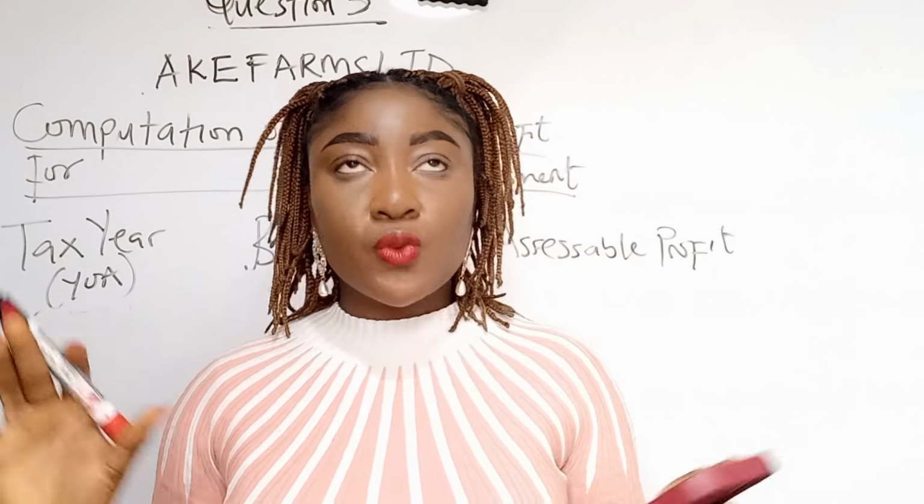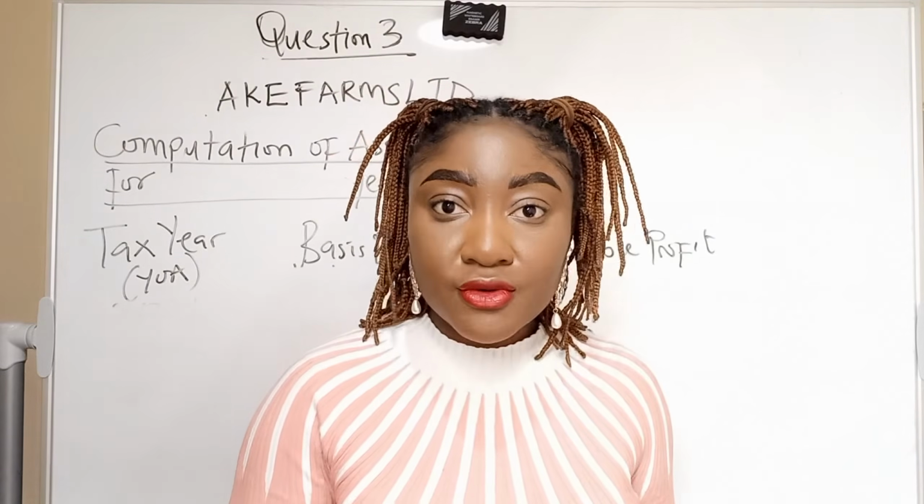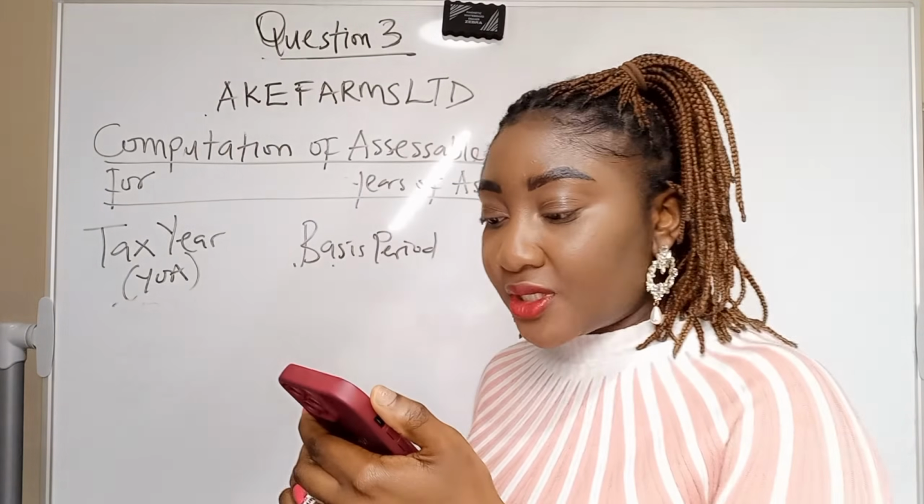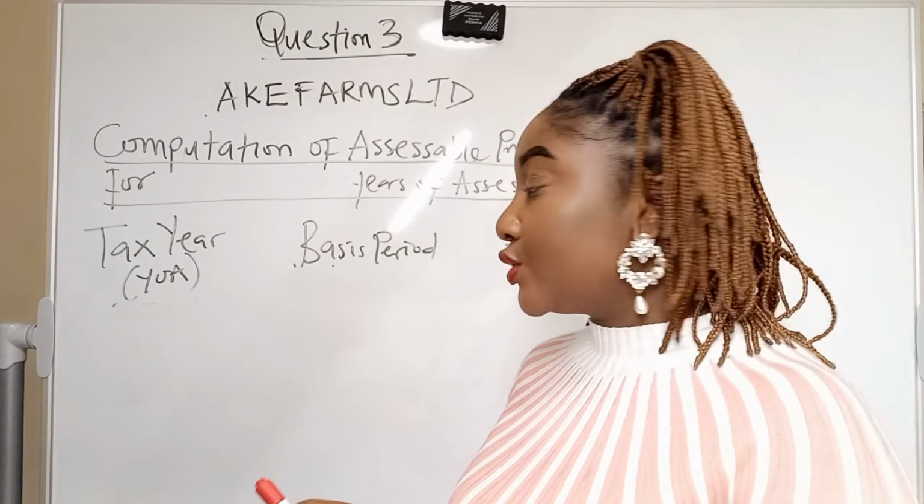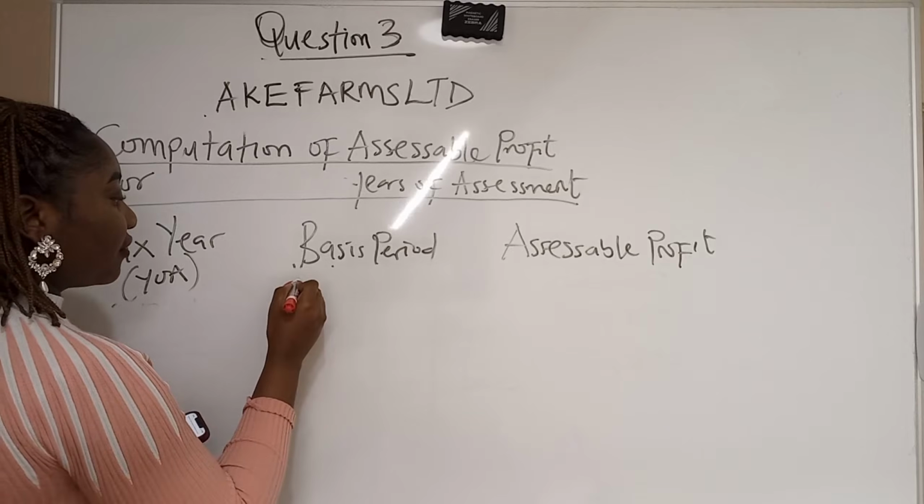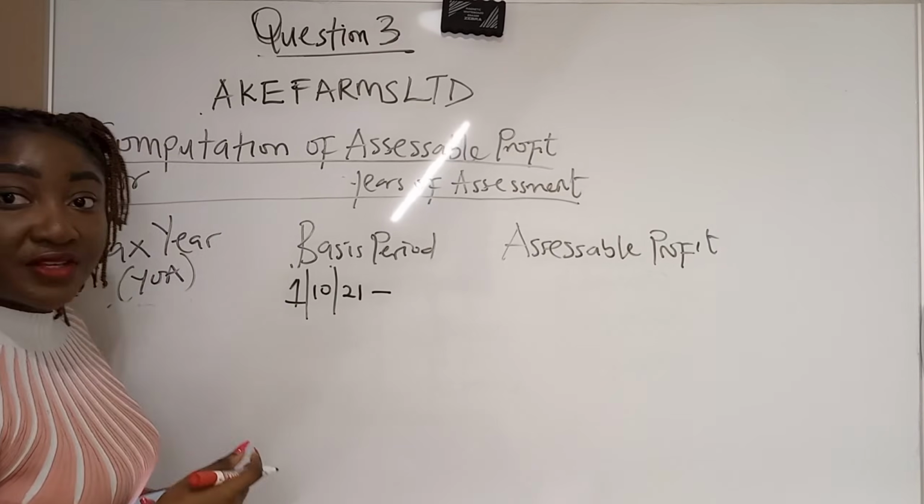The first thing that should come to your mind is, what is the date of commencement? Once you see a commencement situation, try to recollect your commencement rule. That is date of commencement to first accounting year end. So the date of commencement here is 1st of October 2021. So you write that down: 1st October 2021 to the first accounting year end.